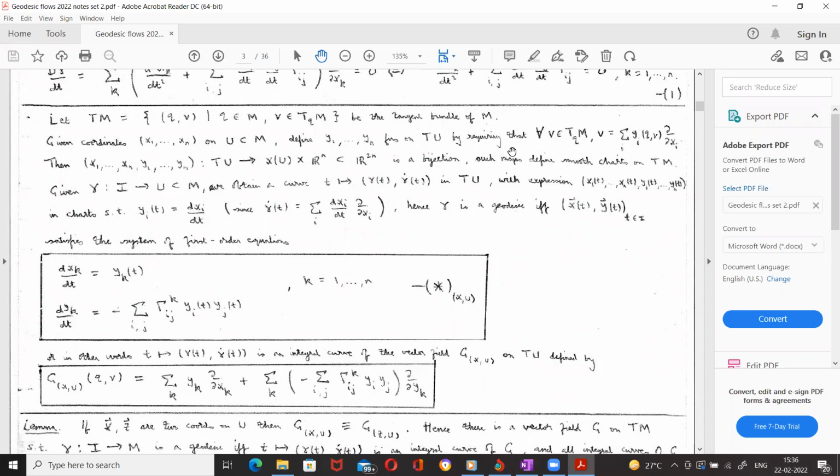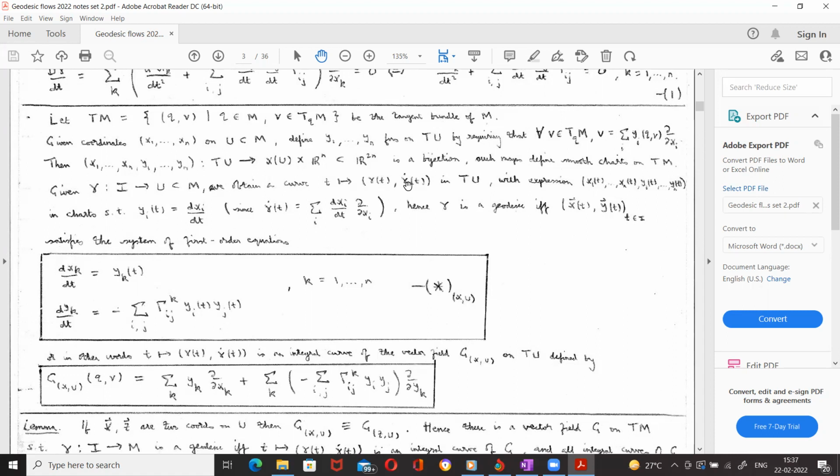So we've seen that x1 to xn together with y1 to yn give us coordinates on the tangent bundle. These are local coordinates on the tangent bundle. Okay, so now we have charts on TM. Let's look at the following. Given a curve gamma in the manifold M, we get a curve in the tangent bundle, the curve t maps to the pair (gamma(t), gamma'(t)). This gives me a curve in the tangent bundle.